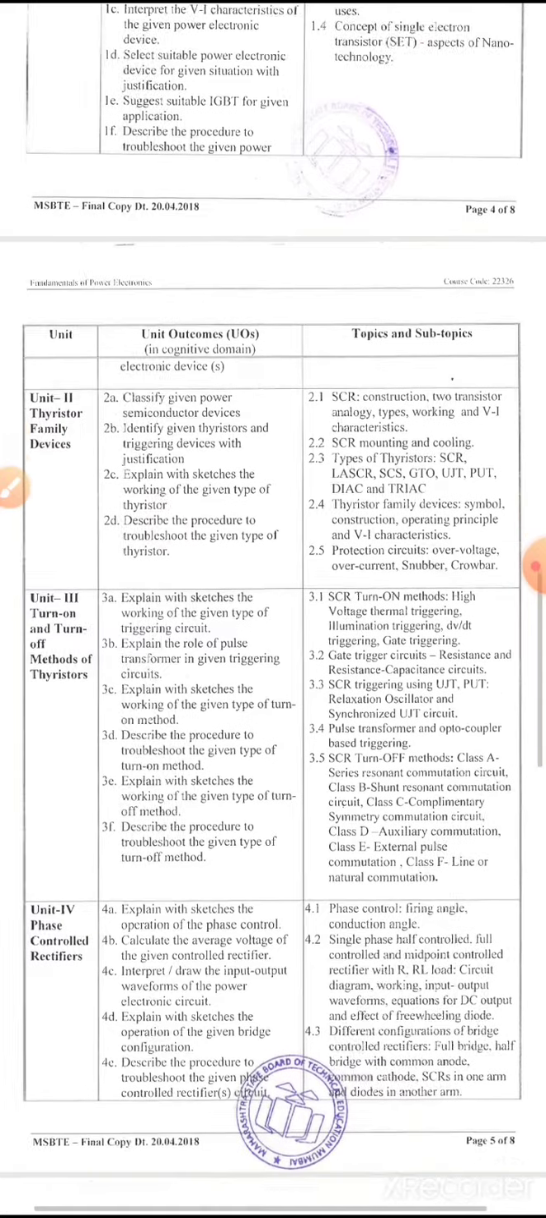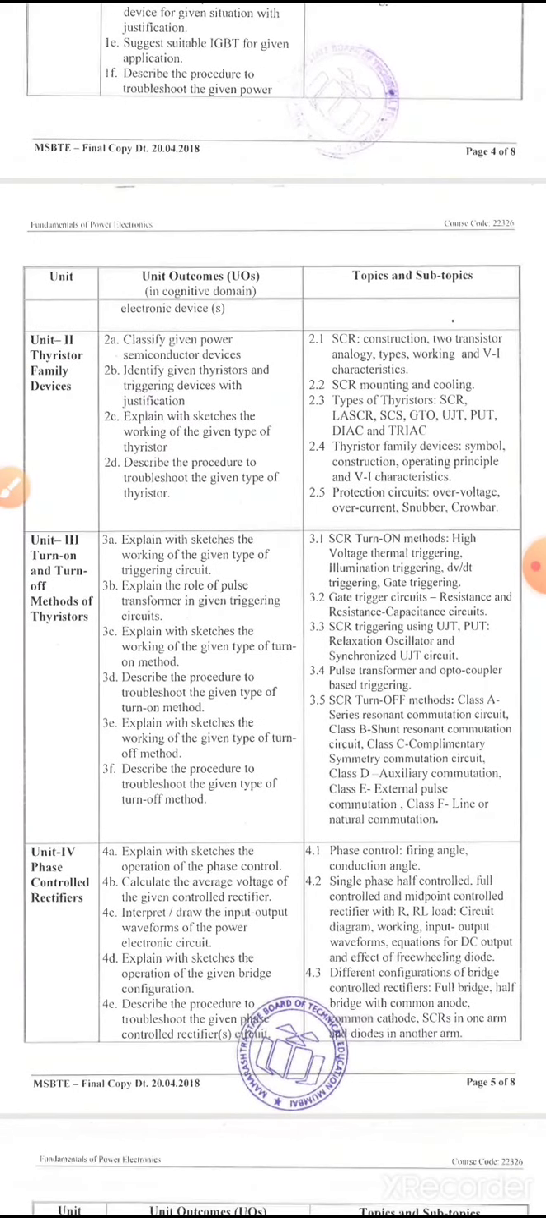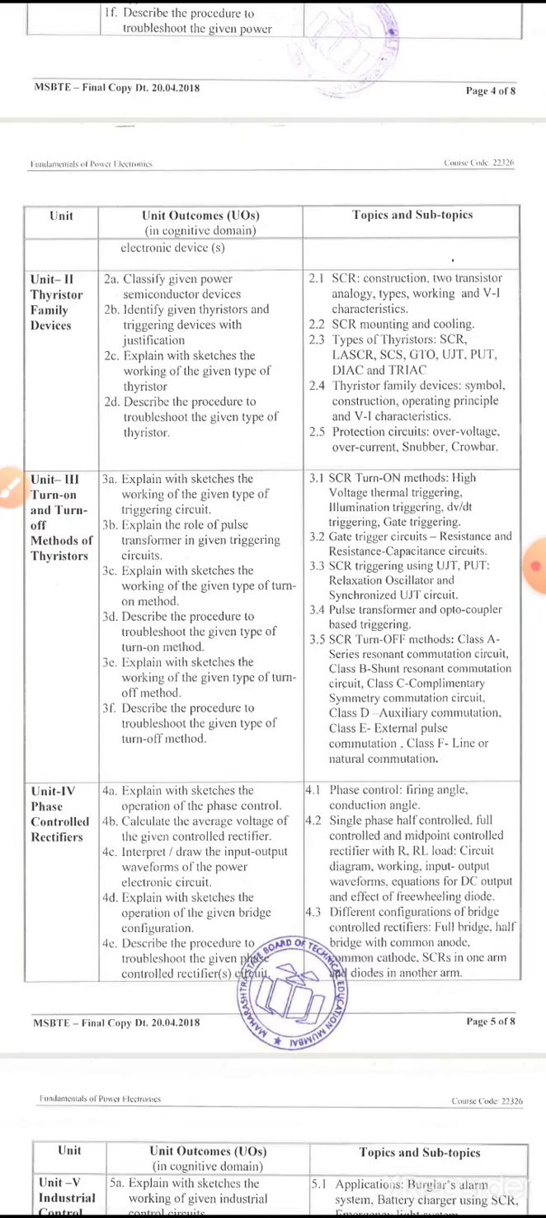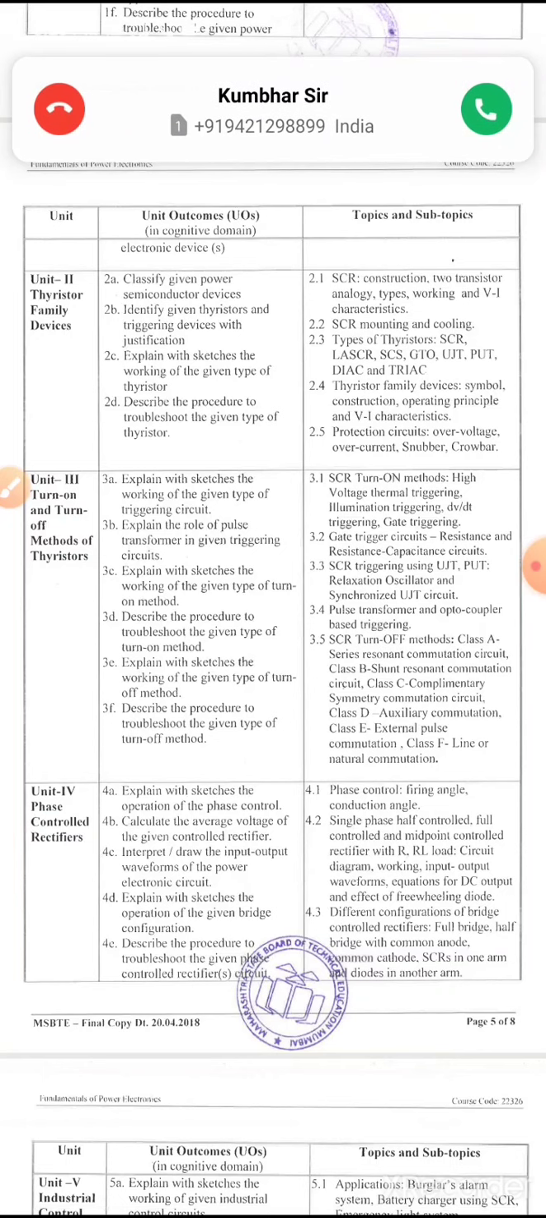Moving forward to unit 3, turn on and turn off methods of thyristor. Thyristor is basically a three terminal device, which has cathode, anode and gate. As we have seen, a diode is nothing but a two terminal device, anode and cathode, but in SCR or thyristor, the gate is used because with the help of the gate, the SCR is turned on. Also if the SCR is turned on, then it is difficult to turn it off. So for that, turn off methods are also used.